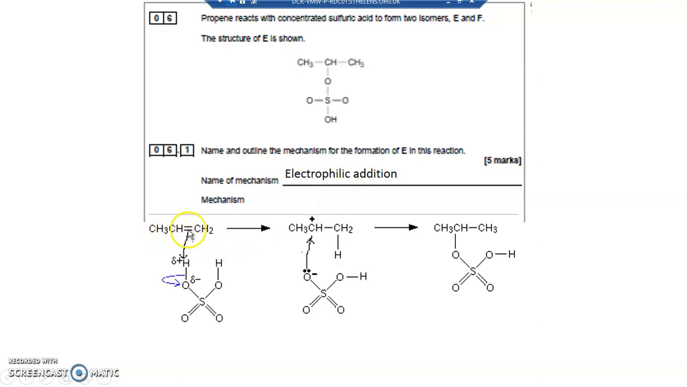So the mechanism, I've done propene here. Remember, prop has got 3 carbons. You can see the 3 carbons in the product here. And ene means that it's got a double bond. The double bond attacks the delta plus of this polar bond.